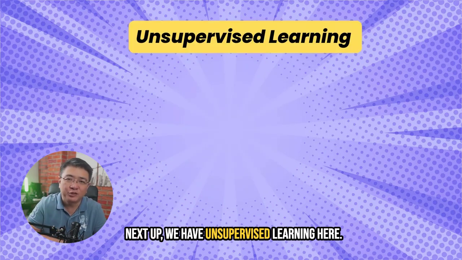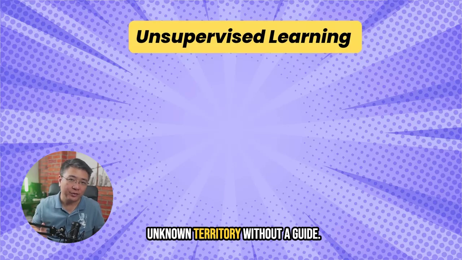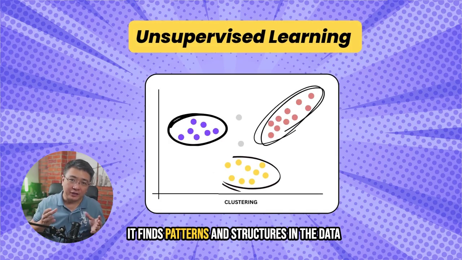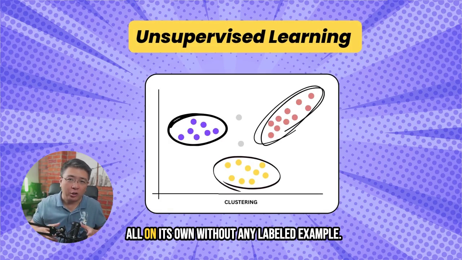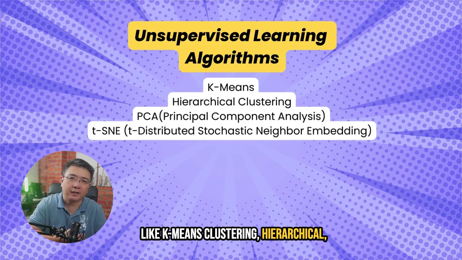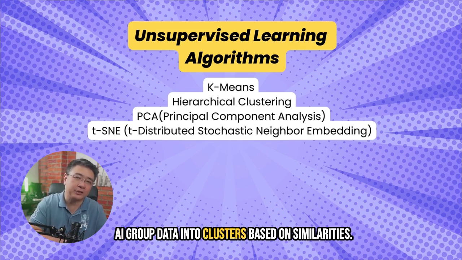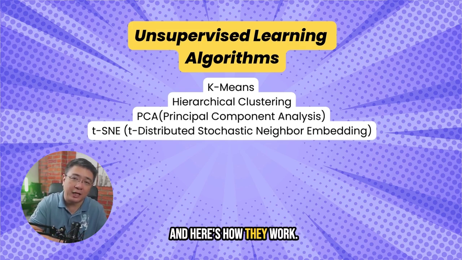Next up, we have unsupervised learning. Here, the AI likes to venture into the unknown territory without a guide. It finds patterns and structures in the data all on its own, without any labeled example. Unsupervised learning techniques like k-means clustering, hierarchical clustering, and PCA help the AI group data into clusters based on similarities. And here's how they work.